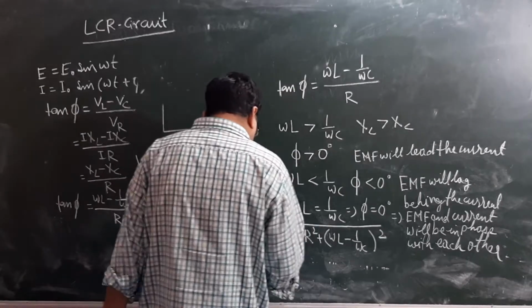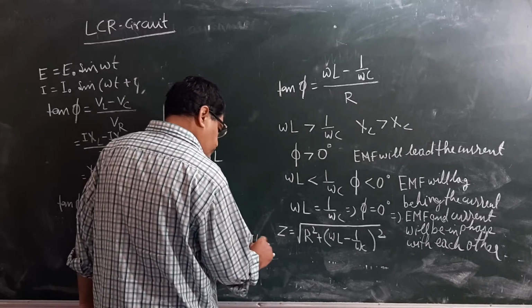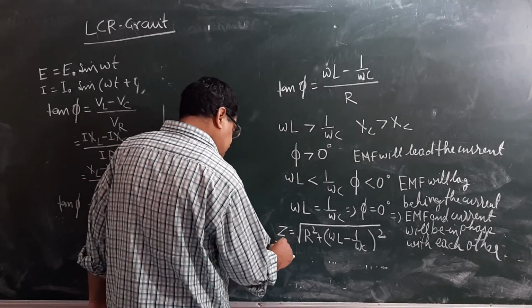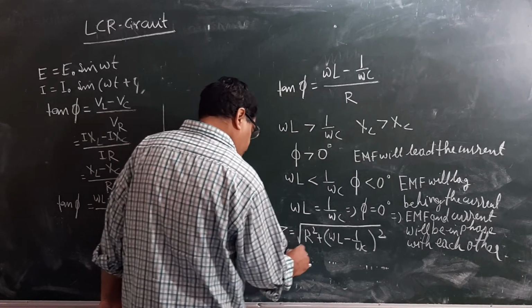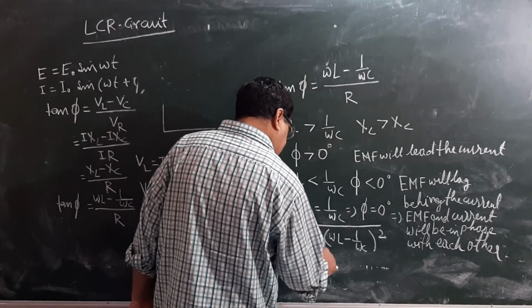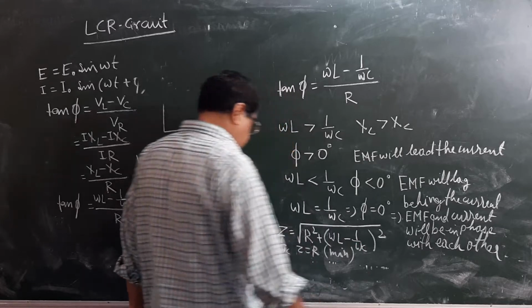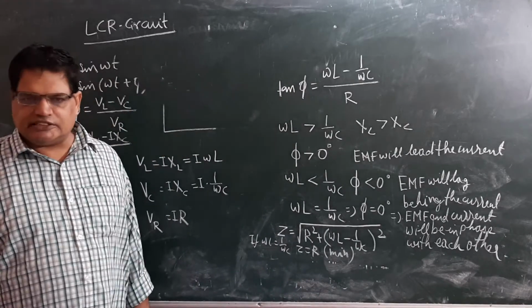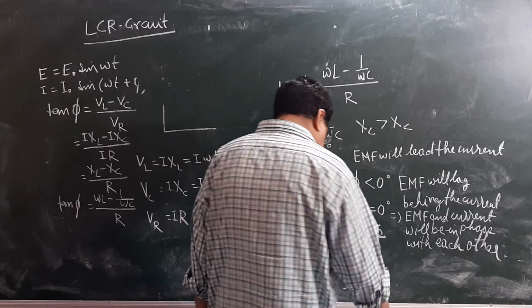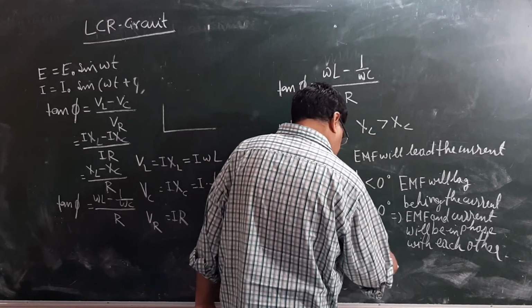So we can write here, if omega L is equal to 1 by omega C, Z is equal to R, and it is minimum, and this condition is known as resonance.